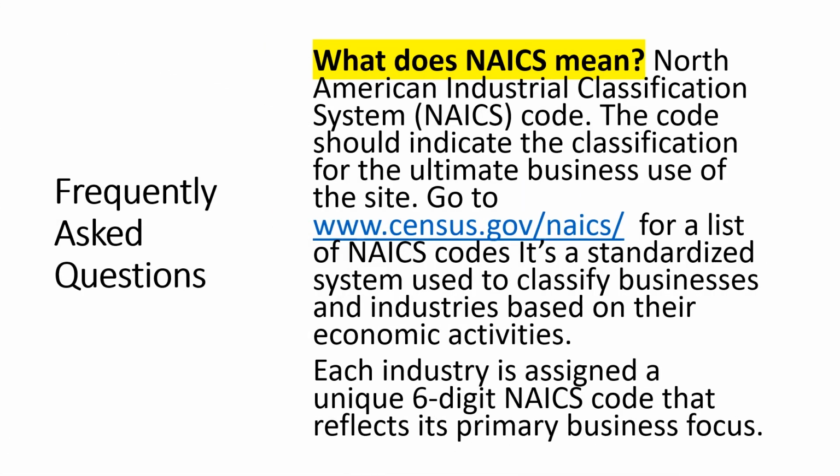North American Industrial Classification System Code. The code should indicate the classification for the ultimate business use of the site. Go to census.gov/NAICS for a list of NAICS codes. It's a standardized system used to classify businesses and industries based on their economic activities. Each industry is assigned a unique 6-digit NAICS code that reflects its primary focus.